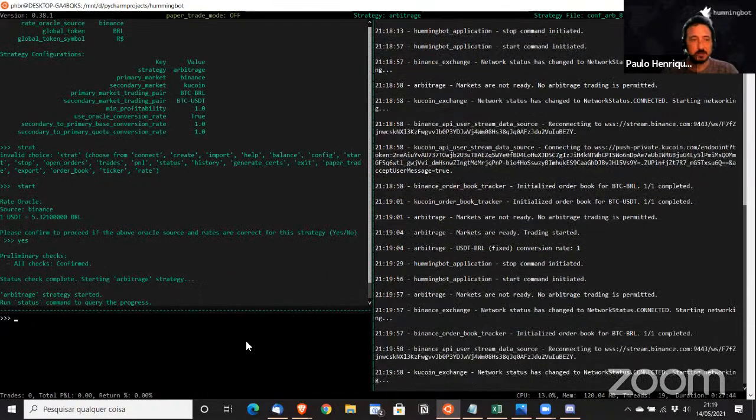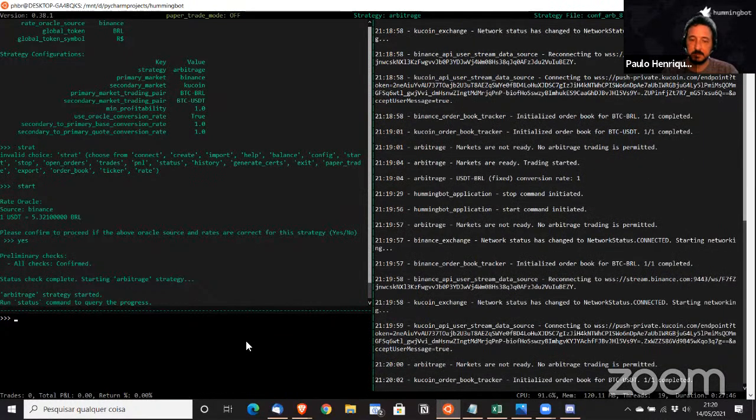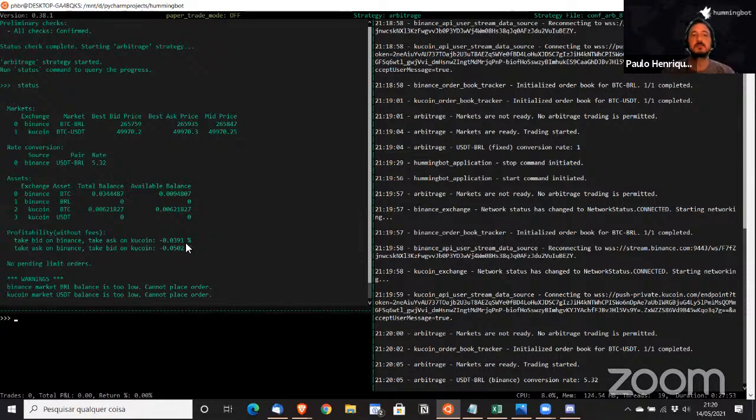The bot starts, and right, it's on, and we set status, and there we go. Now we are actually comparing on the same reference value. So this price here in BRL is being converted to USDT value, right? So it's pretty interesting. This opens up a lot of arbitrage opportunities actually.